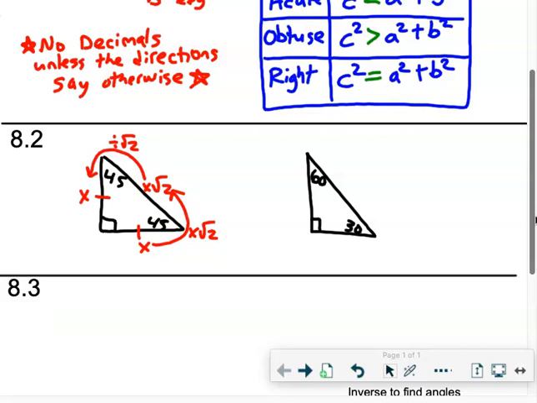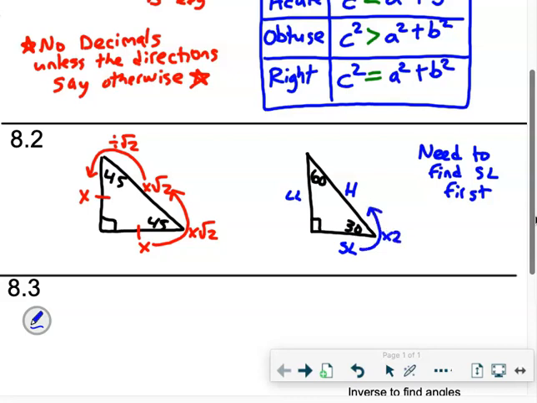With 30-60-90s, you end up with a short leg, a long leg, and a hypotenuse. All roads go through the short leg. So you either are given the short leg or you need to find the short leg first. That's the easiest thing to do. If you know the short leg, you double it, times 2, to get to the hypotenuse. If you know the short leg, you multiply it by square root of 3 to get the long leg. And then it can work backwards. If you know the hypotenuse and you want to get to the short leg, you divide by 2.